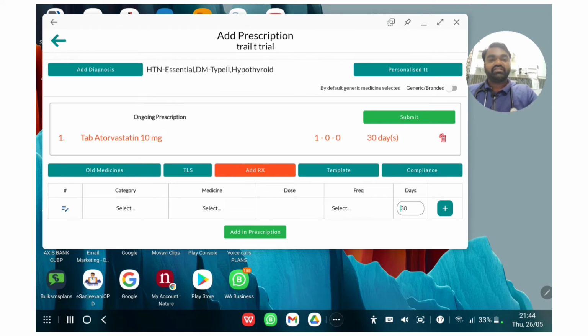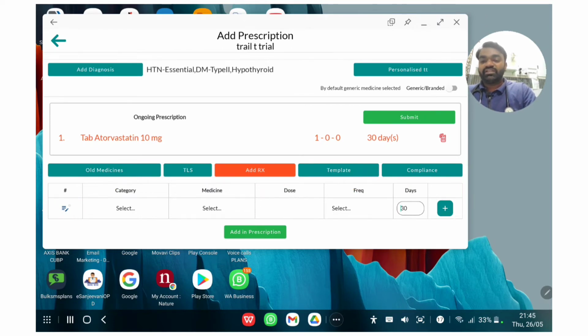If you can see, there is this icon over there. There is category, there is medicine, then there is dose, there is frequency, there are days, and then you have a plus icon and add in prescription. So let me explain to you one by one what it is exactly and how it is important.